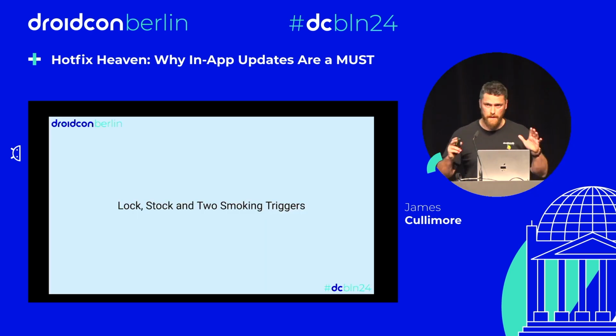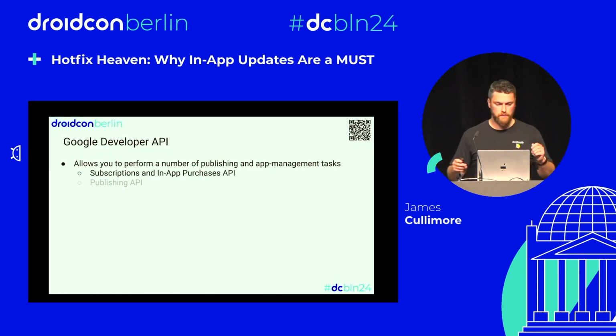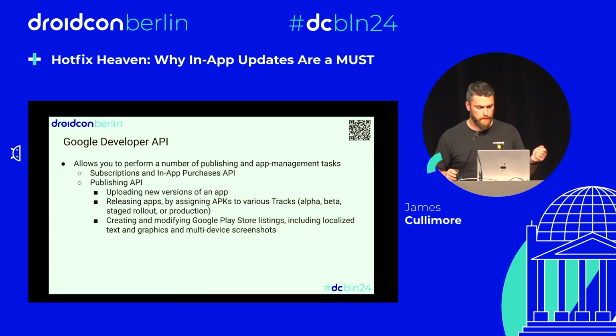So that's all we need for the apps. So how do we trigger them? Well, there are 2 ways. The first way we're going to look at is what's also documented, the Google Developer API. And this is split into 2 parts, the subscriptions and in-app purchases API, which we're not going to look at, and the publishing API.